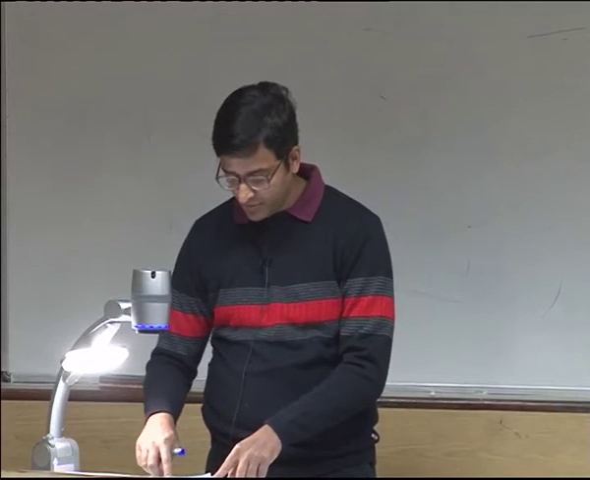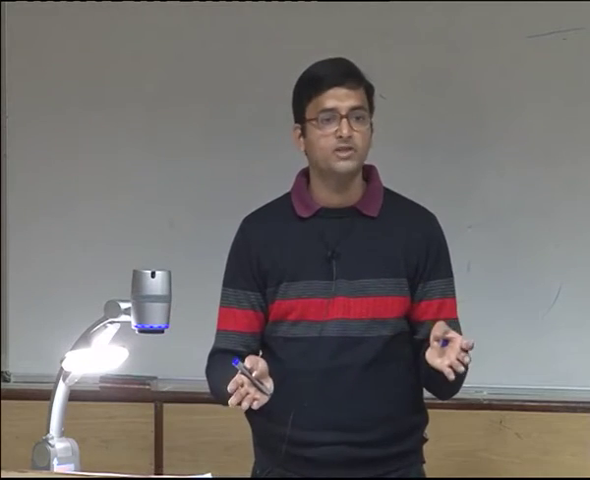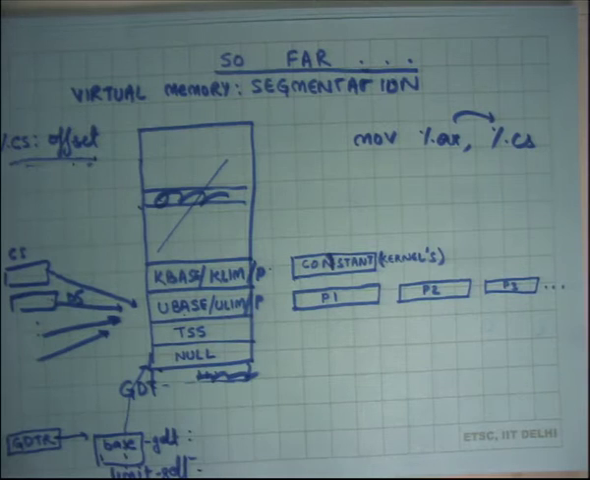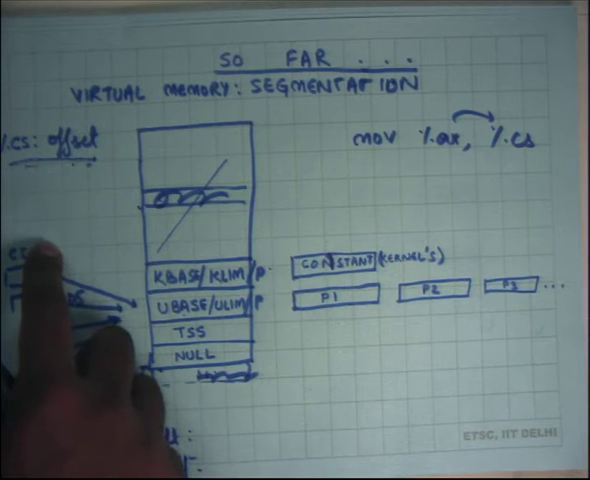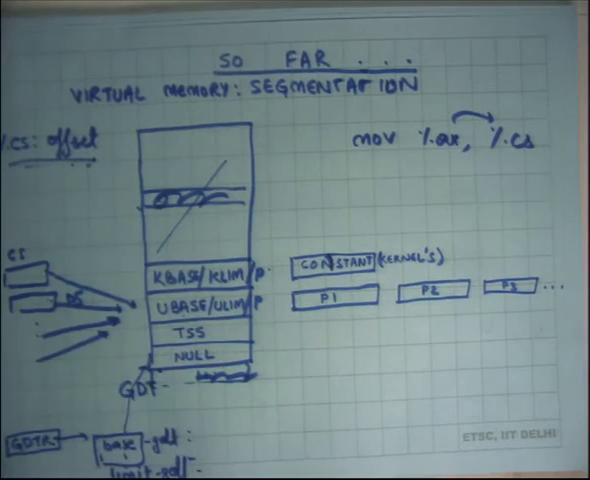The OS doesn't need to bother really, and in fact even K-base and other descriptors actually remain pretty much constant. It's only this user base and user limit that are actually changing, and so on every context switch, what the OS will need to do is reload these segment registers again with that particular descriptor value, so that they actually get the new cached values before it context switches back to the process.